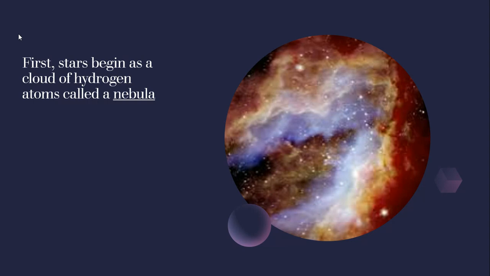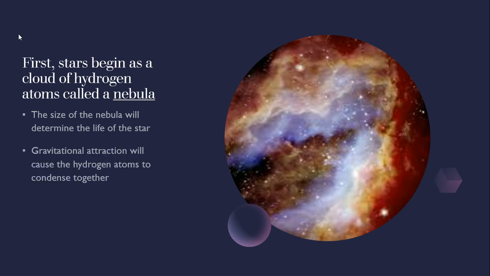So first, stars begin as a cloud of hydrogen atoms called a nebula. This is a really, really big cloud of just atoms floating around. These started to pop up after the Big Bang and after atoms formed, all of that. The size of the nebula will determine the life of the star. It's pretty straightforward. If you have a small nebula, you will form small stars, and if there's a massive nebula, it will form massive stars.